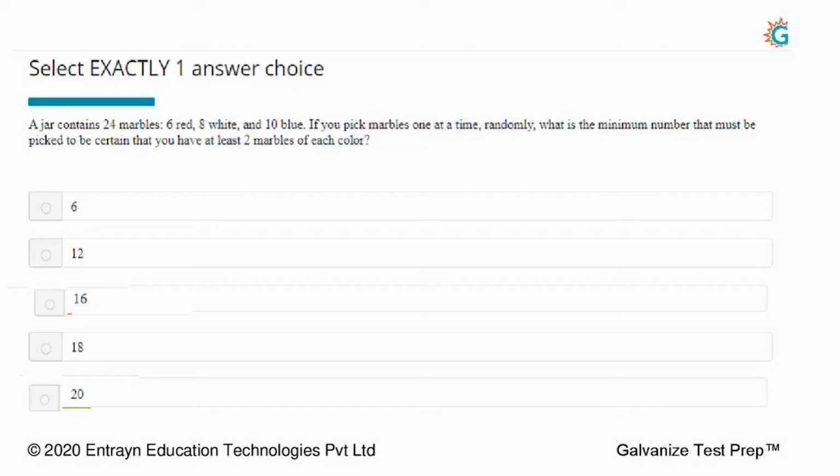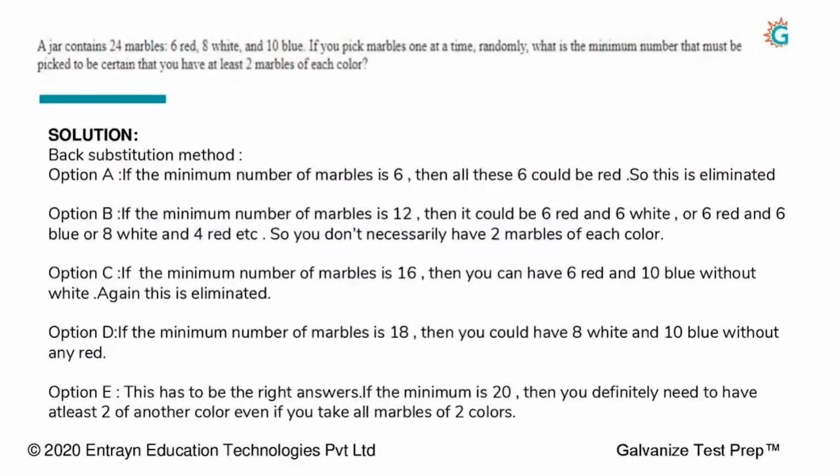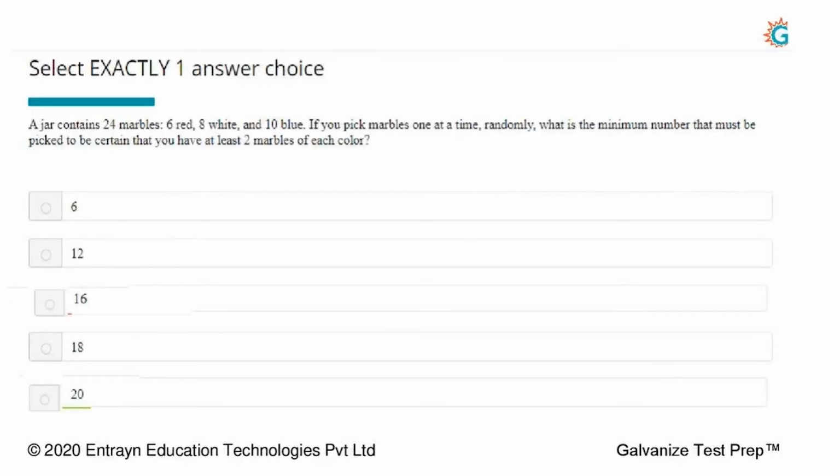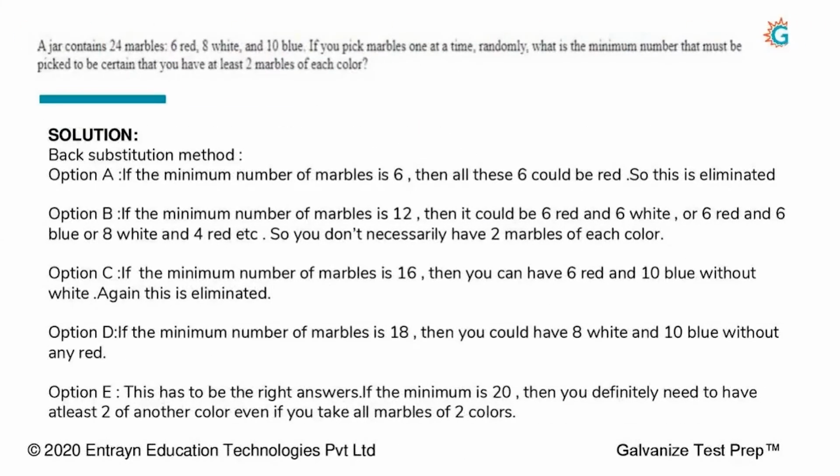You cannot be certain that all the 3 colors are picked when you have 12 marbles in your hand. Got it? The 12 need not have all 3 colors. I'm trying to say that 12 can be all 10 blue plus 2 white, or 10 blue plus 2 red, or 6 red plus 6 white, right? So one of the colors can be ignored. There is a possibility that you could ignore one of the colors when you choose option B.